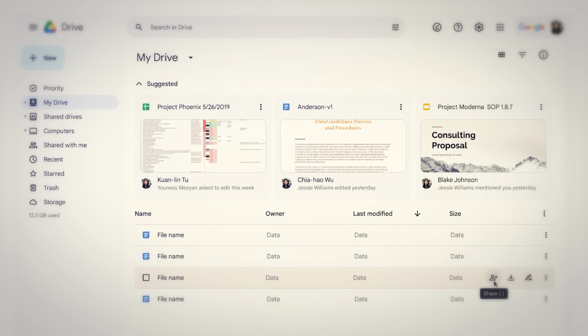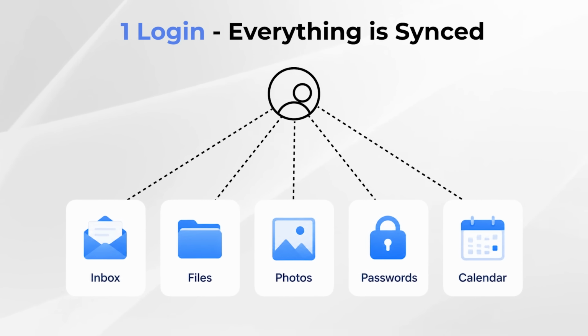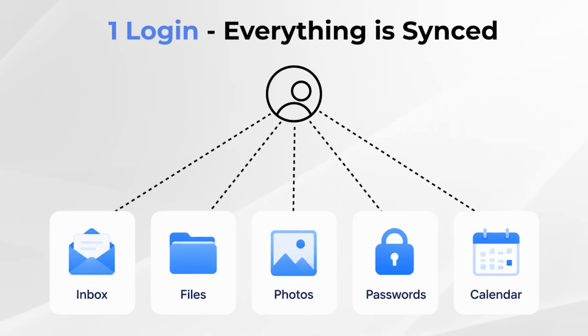This is everything Google and Apple currently run for you. Your inbox, your files, your photos, your passwords, and even your calendar. And the reason you've never left is that it all just works seamlessly together, right? One login, everything synced, everything in one place. And that's the real upside of living inside one company's ecosystem.